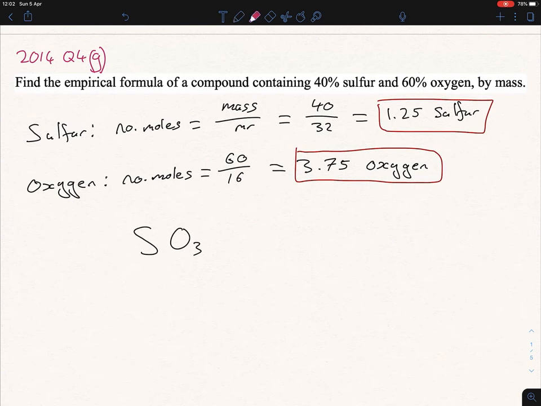And that's all you do. Get the smallest number of moles and divide this into oxygen. You might have to round up or round down just a fraction, but there shouldn't be too much rounding. And that's it.